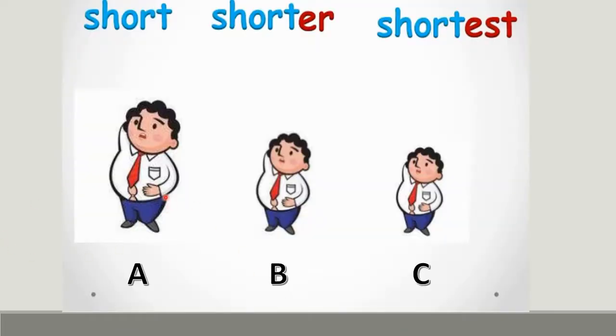Now here a different example is given. Let's see. This is A, short. Now see another, B. This is shorter than A. Now see next, this is C. C is shorter than A and B. It means C is the shortest among all.